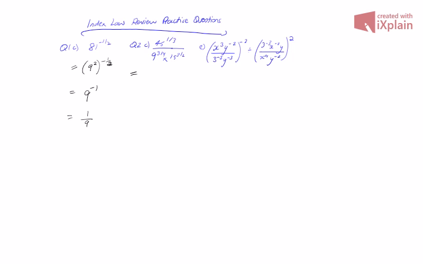Okay, I'm going to change 45 to 5 and 9. 45 is 5 times 9. So that's 3 squared times 5, to the power of a third. 9 is going to be 3 squared. And 15 is 3 times 5. Now all I have to do is expand the powers.